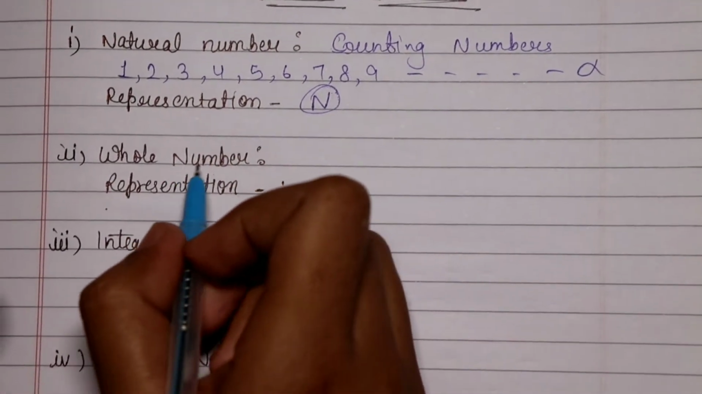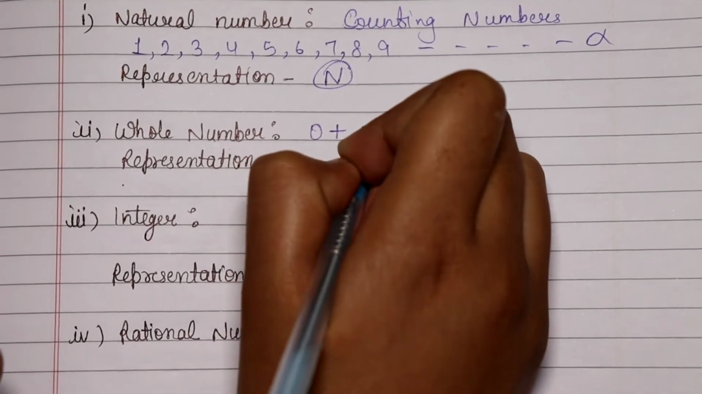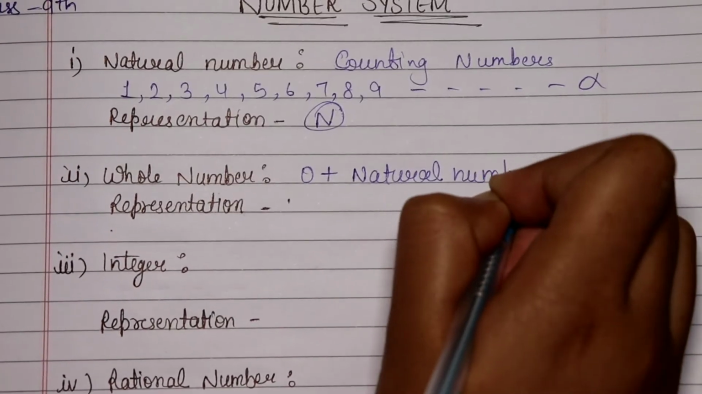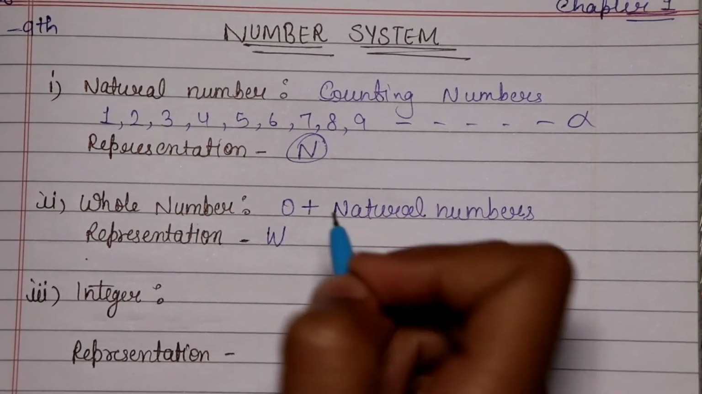Now we start with whole numbers. Whole numbers are 0 plus natural numbers. The representation of whole numbers is W.